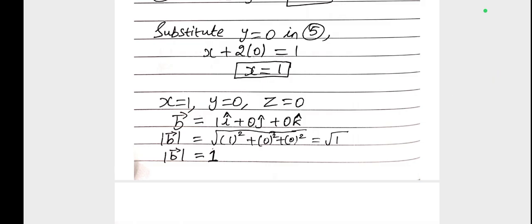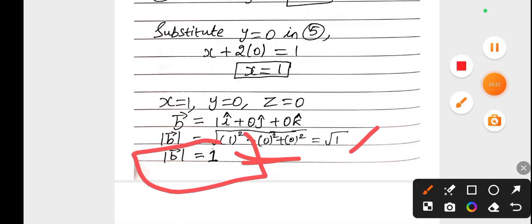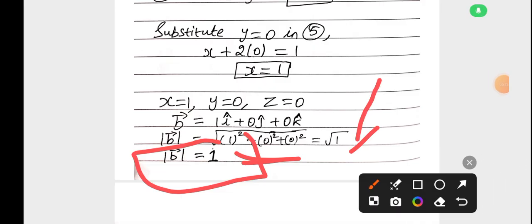Once we do the magnitude of b, it is root over 1 square plus 0 square plus 0 square, that is nothing but root 1. So the magnitude of b is 1. Till this is clear, check, children. I hope it's clear.